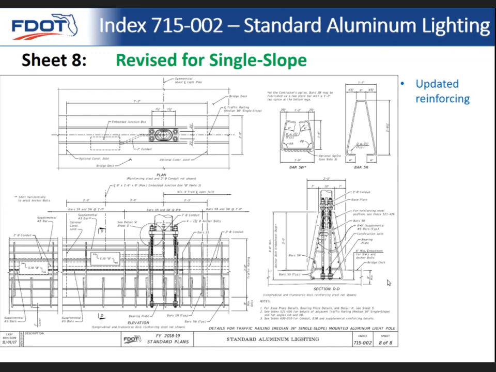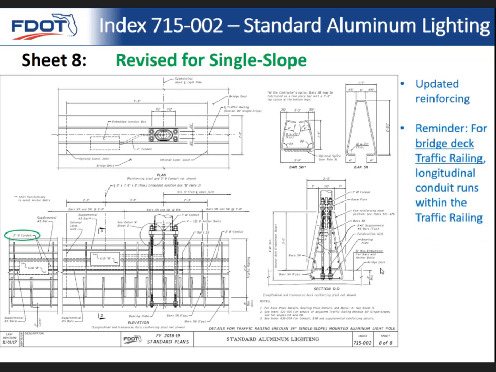And then finally, this one is for traffic railing for mounting on a bridge deck. And so, switched to single slope. Just want to point out that this one has the conduit inside the traffic railing because it's on a bridge. There's no place else for it. It's sitting on a bridge deck.